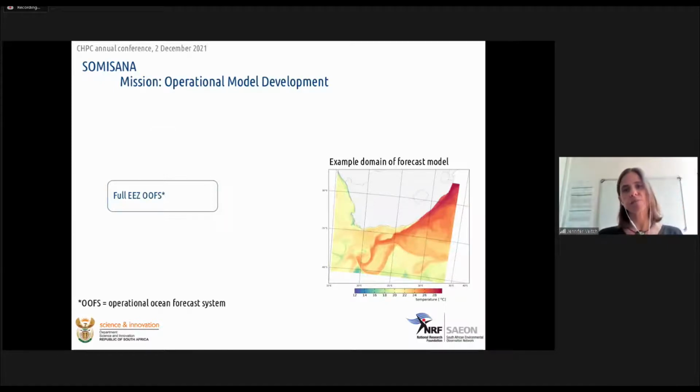So coming back to the operational modeling mission of SOMISANA, our big dream has been to develop a high-resolution operational forecast system for our entire EEZ.